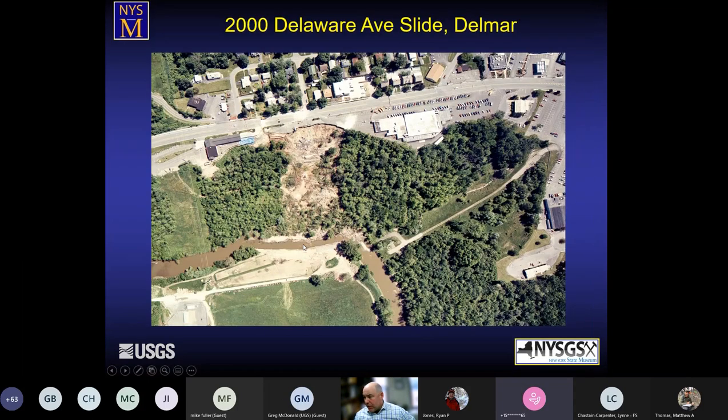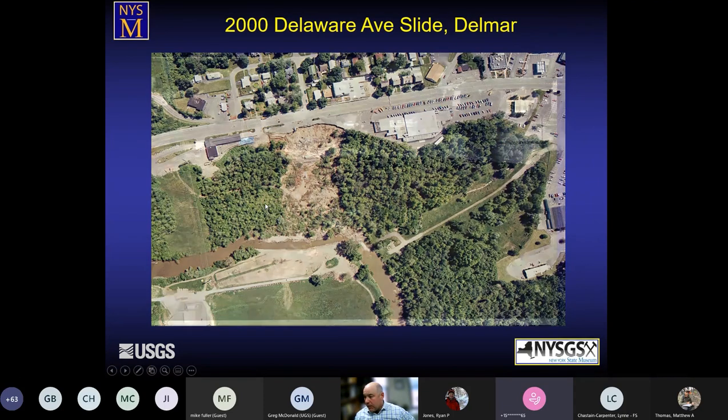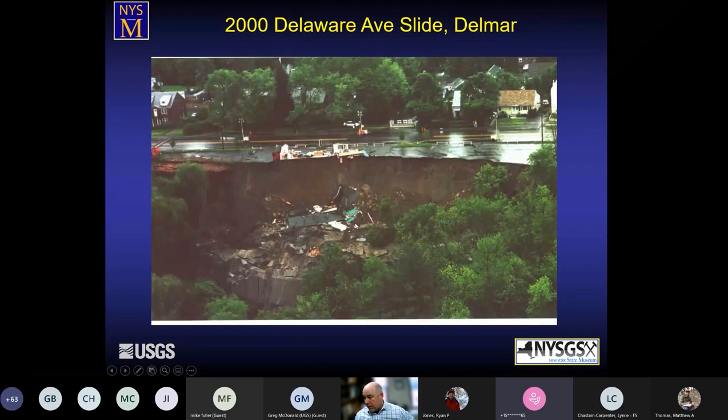On Delaware Avenue in 2000, there was another large slide in these glacial lake clays that ultimately shut down State Route 443, which is a main artery into the city of Albany, until it could be rebuilt. There was a building and a vegetable stand and a parking lot that was lost. No fatalities, fortunately, in this location.